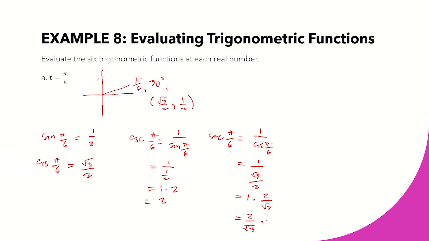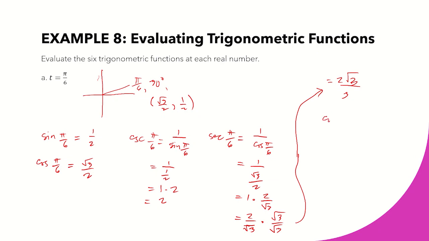So we still have to rationalize because an irrational number in the denominator is not okay. So square root of 3 over square root of 3. So we'll continue it here. So yung makukuha natin is 2 square root of 3 over square root of 3 times square root of 3 is just 3. So this is now our secant.